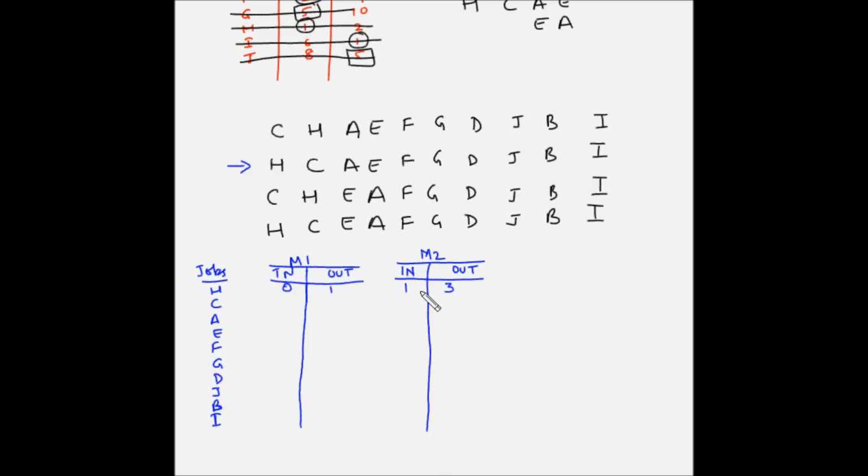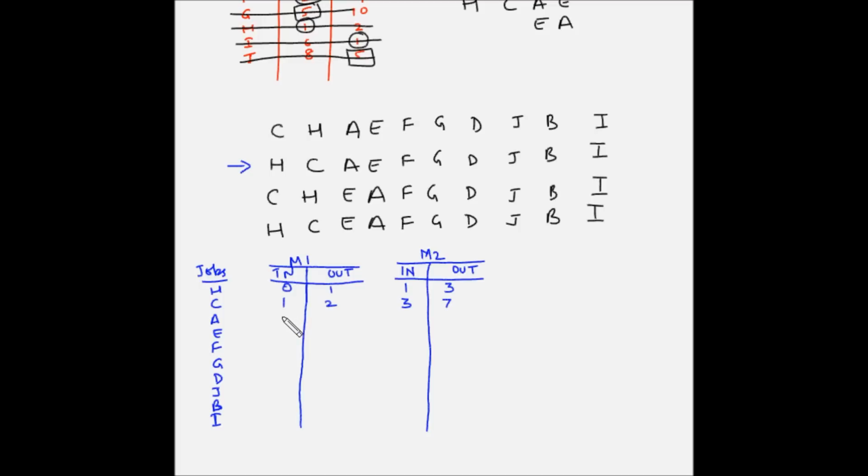Now job C takes 1 hour to be processed on M1, so it can go in after H has been completed on M1. So first hour it can go into M1, and then it will take one more hour, so 1 plus 1, 2, so it is out on the second hour. Now even though it is out on the second hour, it cannot go into M2 because H is still being processed on M2, so this can go in at the third hour. And it takes 4 hours to process C on M2, so 3 plus 4 is 7.